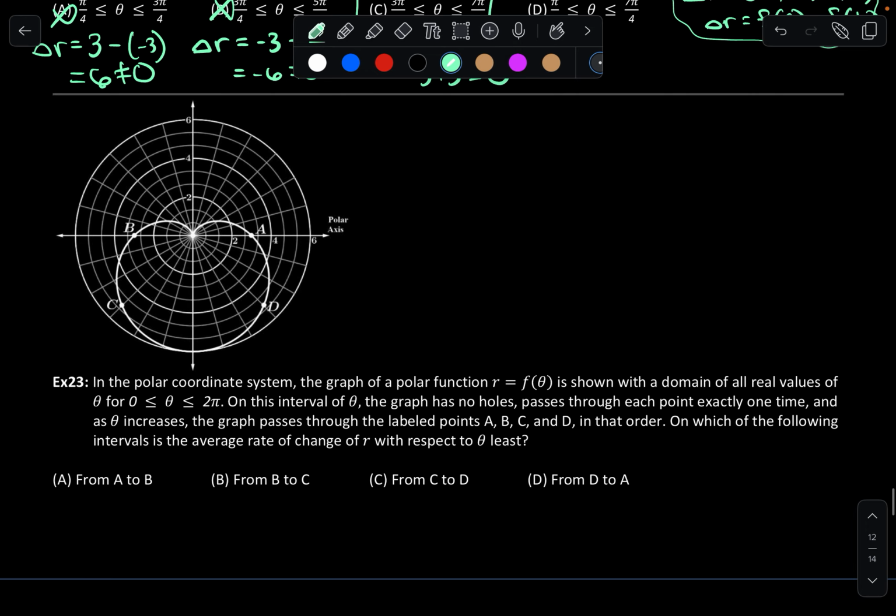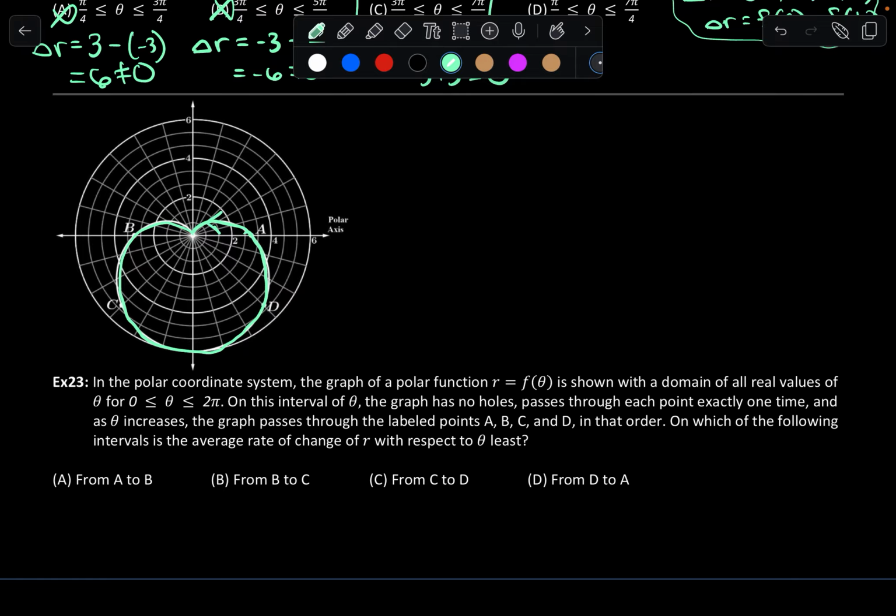All right, number 23. It says, in the polar coordinate system, the graph of the polar function is shown with the domain of all reals from 0 to 2 pi. On the interval of theta, the graph has no holes, passes through each point exactly one time, and as theta increases, the graph passes through the labeled points A, B, C, D. All right, so we have A here, and then it passes through B, C, D. And these are in order based on the orientation of this cardioid.